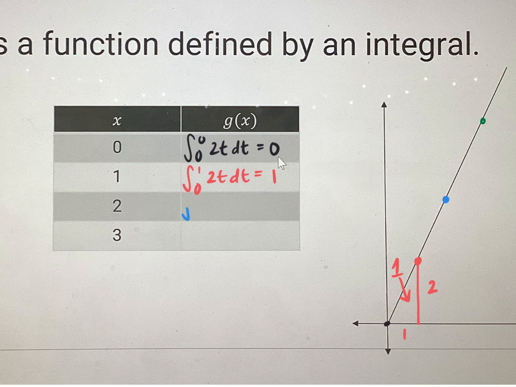Okay, then what if I found the area from 0 to 2 of 2t dt? So if I were to draw this line down, I want to find the entire area of this triangle now.